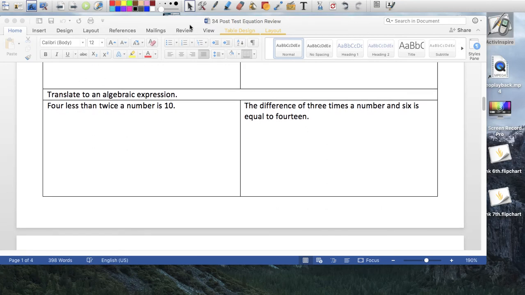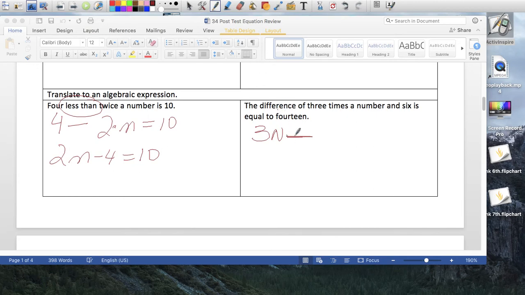4 less than twice a number equals 10. Just be careful, this is a turnaround. Dale la vuelta, less than. Becomes 2n minus 4 equals 10. The difference of 3 times a number, the diferencia, difference means subtraction, right? So difference is subtraction. 3 times a number is 3n. And 6 is equal 14. So 3n minus 6 equals 14.